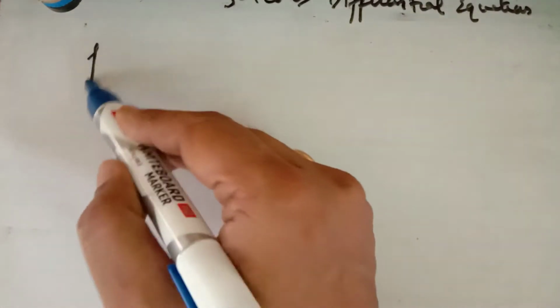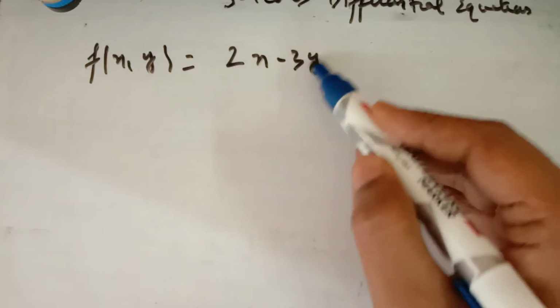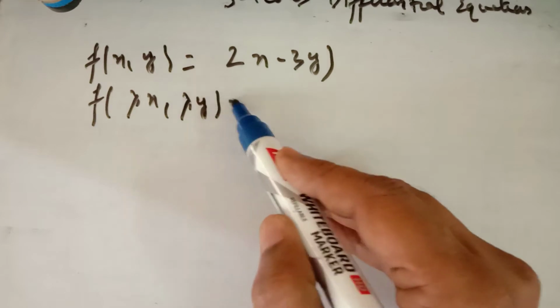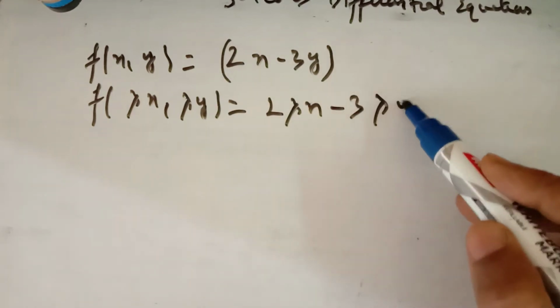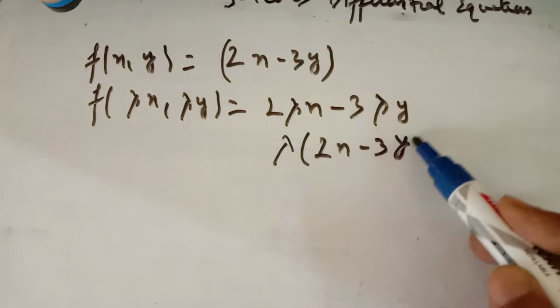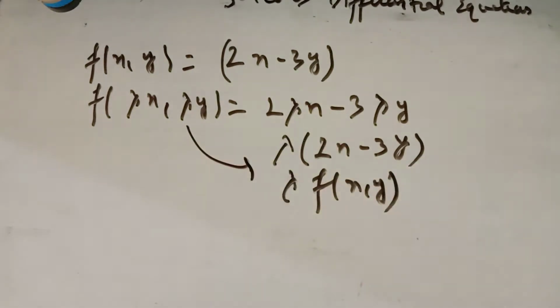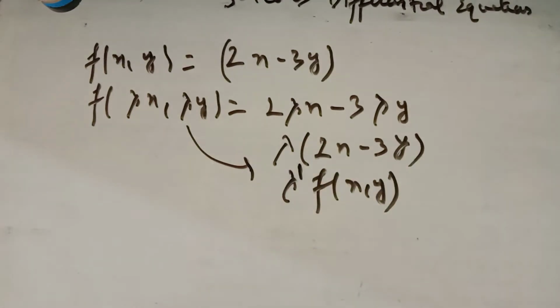Let us take another example. f(x,y) is equal to 2x minus 3y. Now if I replace x with λx and y with λy, we can take λ common here, so it is λ f(x,y). So this is a homogeneous differential equation of degree 1, because the power of λ here is 1.